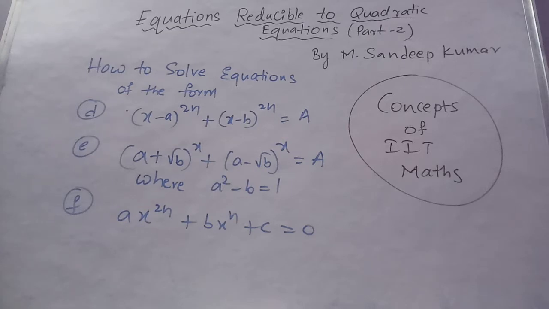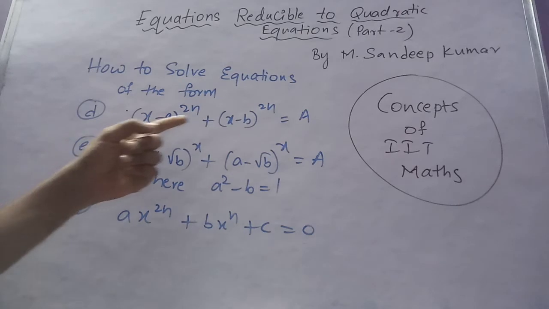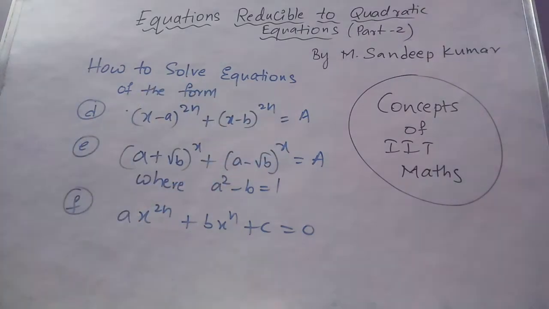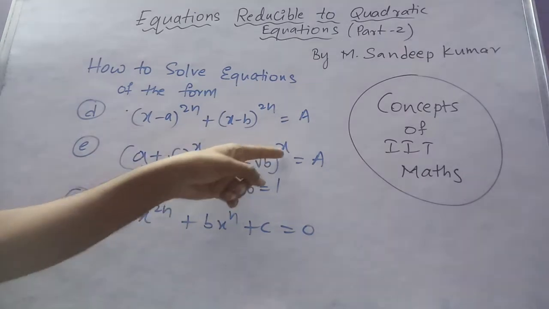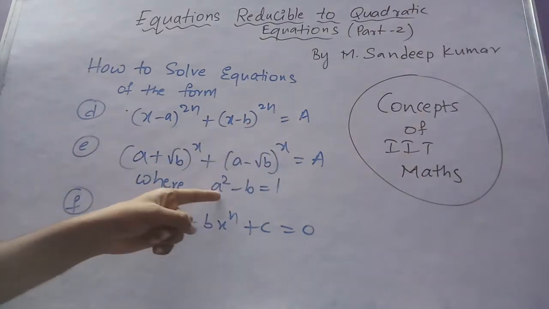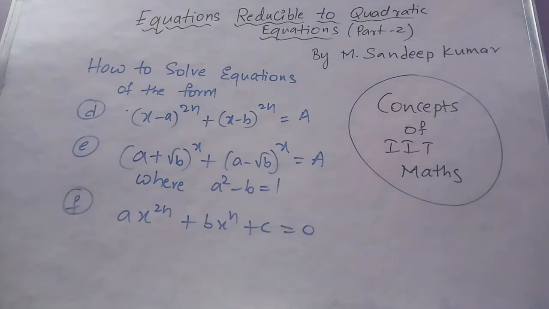So our current running chapter is quadratic equations under theory of equations, and today's subtopic is equations that can be reducible to quadratic equations. We have already completed the first part of this video and we are into the second part, where we will be looking at how to solve equations of the form (x minus a) to the power 2n plus (x minus b) to the power 2n is equal to A, and then (a plus root b) to the power x plus (a minus root b) to the power x is equal to A, where a squared minus b is 1, and the third form. We are going to look into these three forms in today's video.